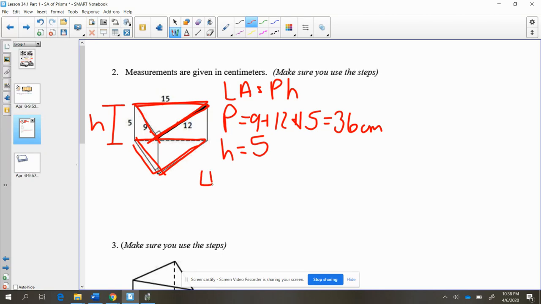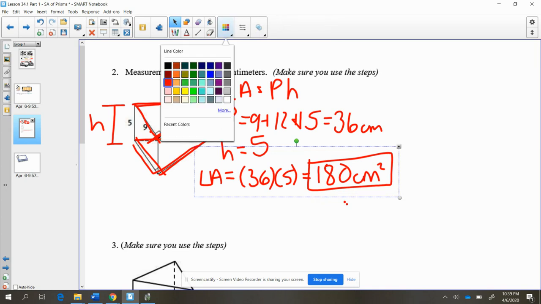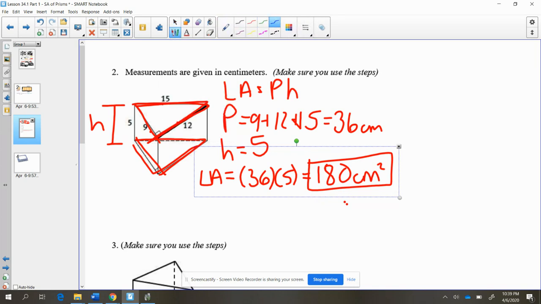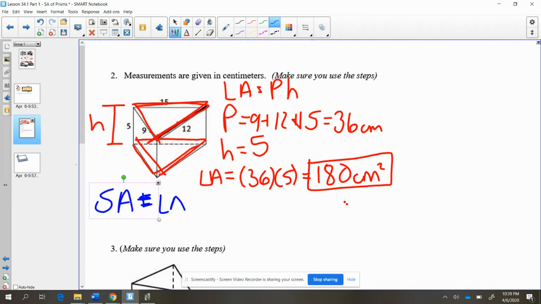So our total lateral area is going to be that perimeter times the height, which gives us a total of 180 square centimeters. Okay, so here's our lateral area. Well, total surface area is not only going to include our lateral area, but it's also going to take into account the area of the bases, and we have 2 of them, right?